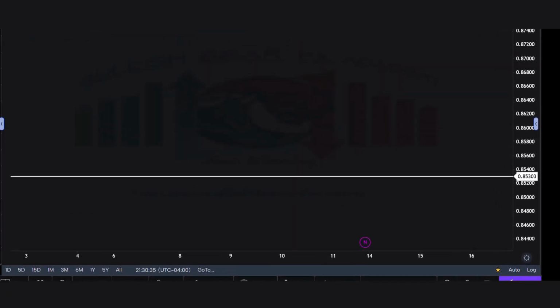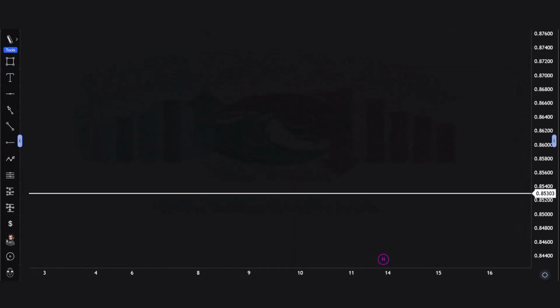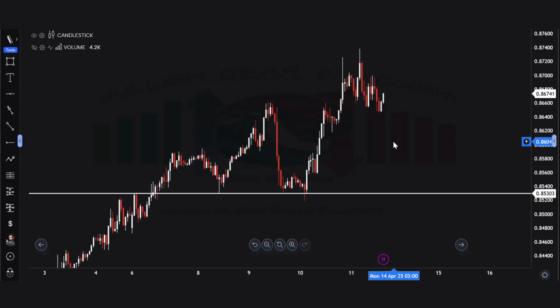Now I'm going to show you how not to miss an opportunity in the market while waiting for your support or your resistance zone to click. This is a typical example of not missing an opportunity. What do I mean by not missing an opportunity?